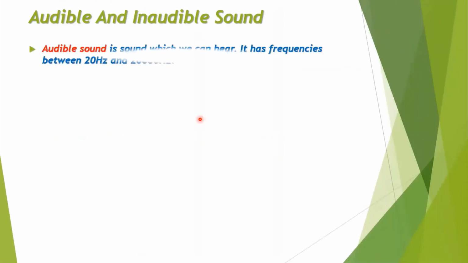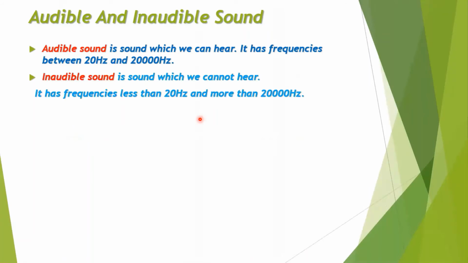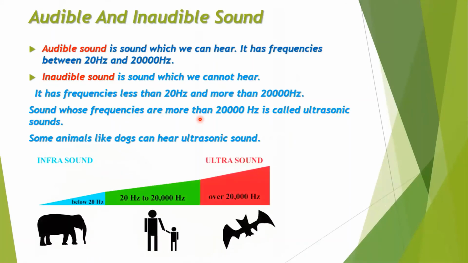Audible and inaudible sound. Audible sound is sound which we can hear. It has frequencies between 20 Hz and 20,000 Hz. Hertz is the SI unit of frequency, and frequency is the vibrations made by the vibrating body in 1 second. Inaudible sound is sound which we cannot hear. It has frequencies less than 20 Hz and more than 20,000 Hz.